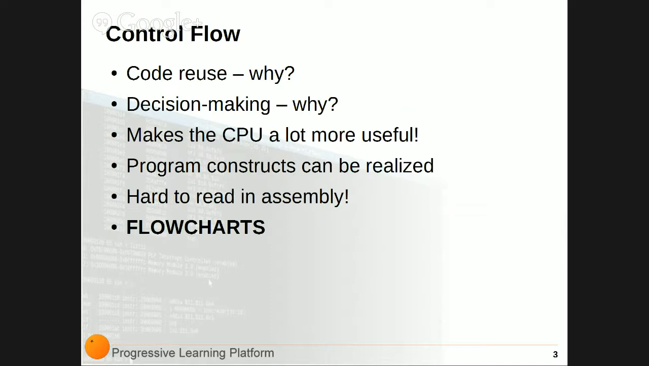If else, and then switch. Even in your loop, you have some conditionals, right? When to stop looping. With jump, you never stop. But you don't want to execute everything indefinitely, right? You want to actually stop at certain conditions. So that makes the CPU really a lot more useful. And then the program constructs can be realized. So now, if we have conditional support, you can do if else, you can do switch statements, you can do for loops, while loops.